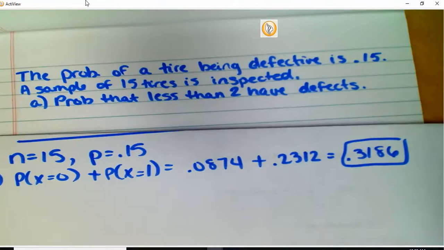How do you know when you will add the 2? If I said no more than 2, then that would have included the 2.